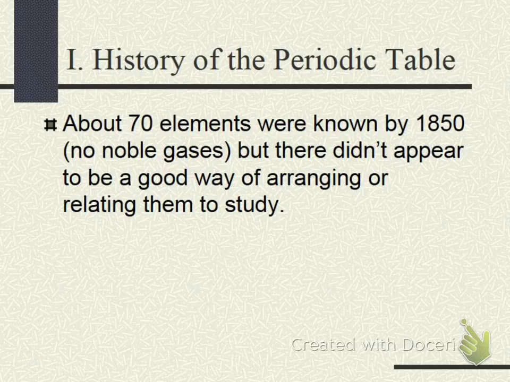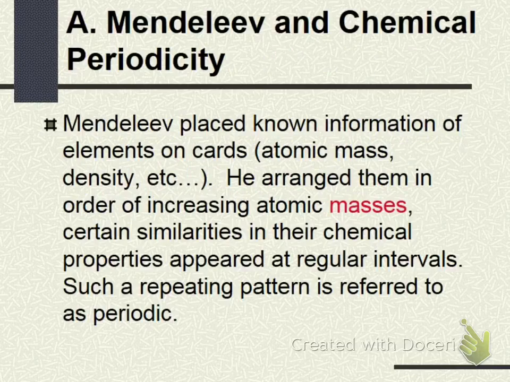So the history, first of all: about 70 elements were known by about 1850. At that time, they did not know about the noble gases. And there didn't appear to be a good way of arranging or relating them. Matter of fact, some people called different elements different names, and so it was kind of confusing for the people who were studying that at the time.